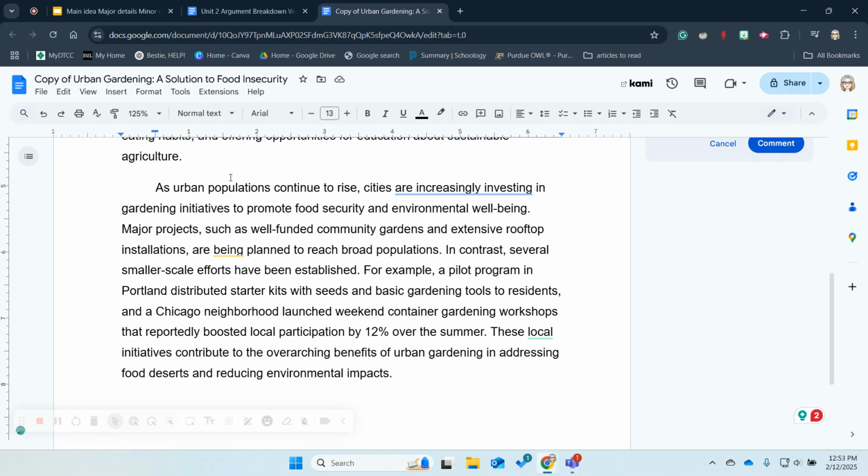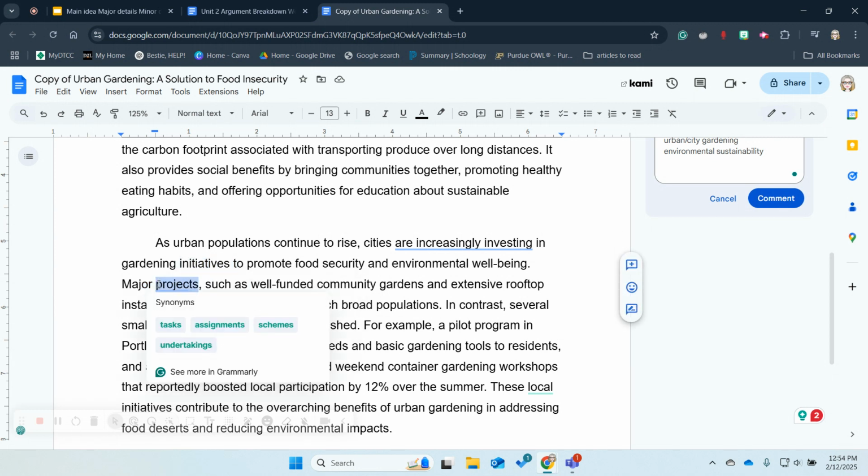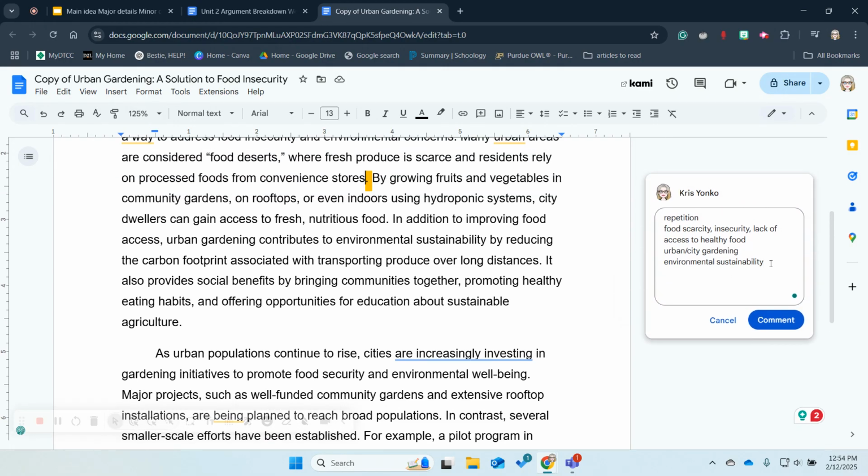As urban populations continue to rise, so again, there's that idea of city, cities are increasingly investing in gardening initiatives to promote food security and environmental well-being. So we see that repetition again. Major projects, such as well-funded community gardens and extensive rooftop installations, are being planned to reach broad populations. So what do we see repeated here? Or what's the new idea? Major projects and initiatives. So there's that idea of initiatives and projects being repeated.